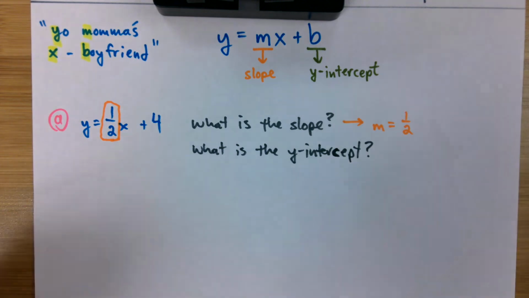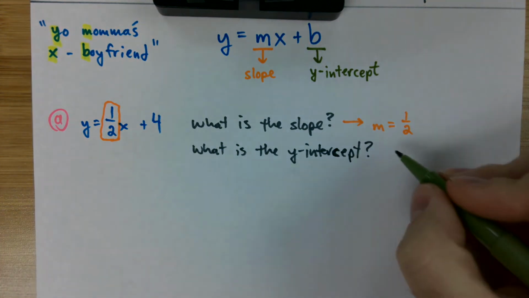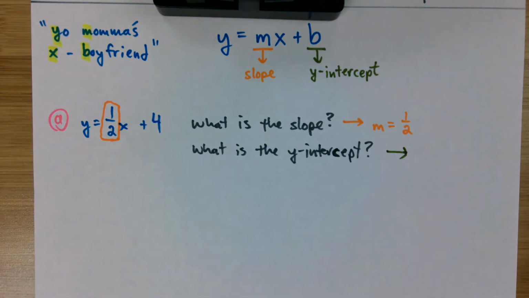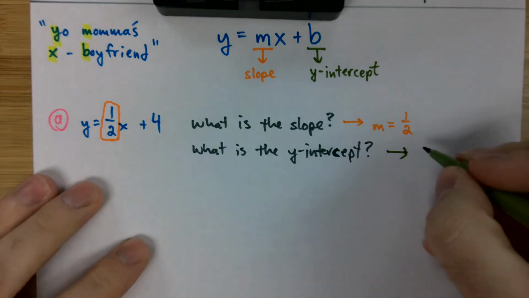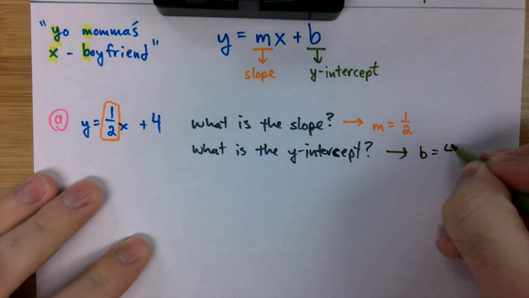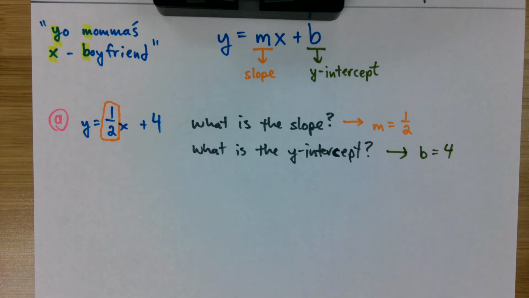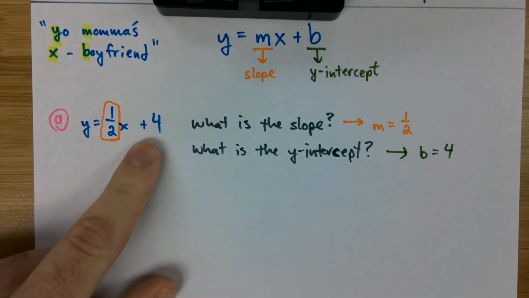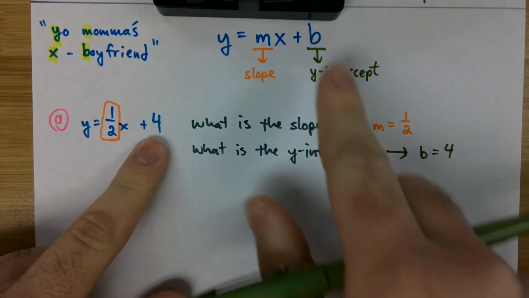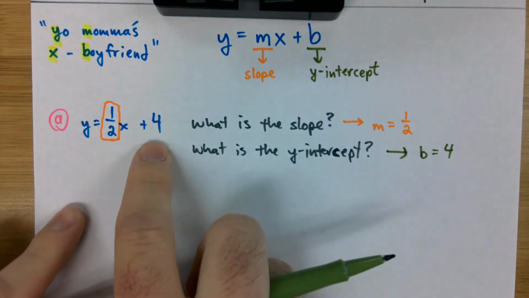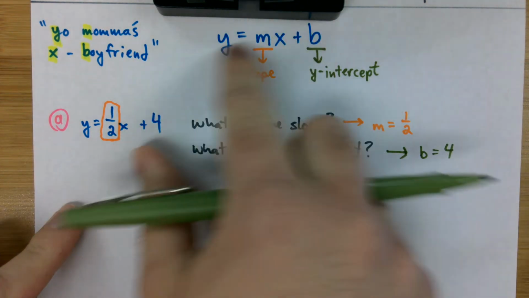y-intercept? Anyone know where this graph intercepts the y-axis? Jocelyn? At 4, exactly. But where did you get 4 from? Because in the example b equals 4, or b equals the y-axis, and that's where 4 is. Okay, so again, we're comparing this equation with our formula.